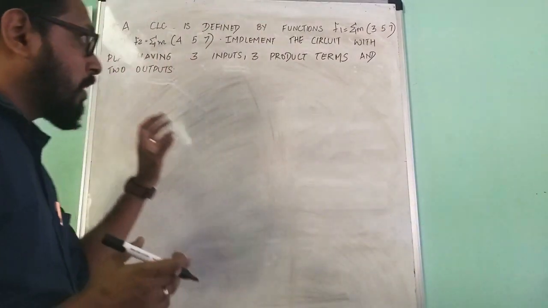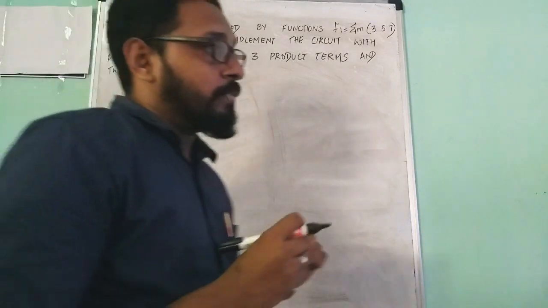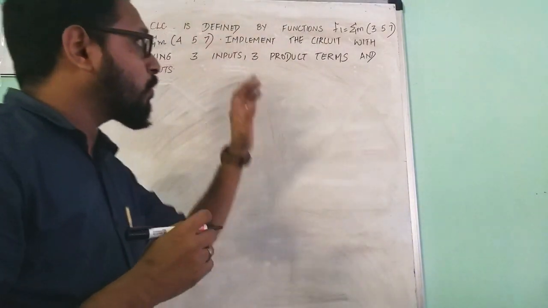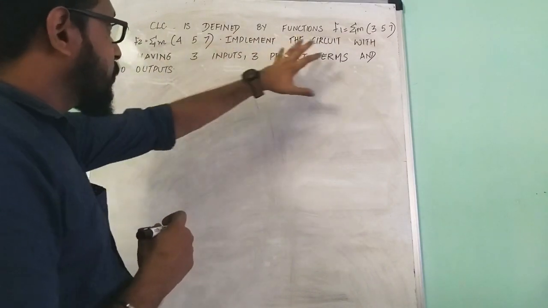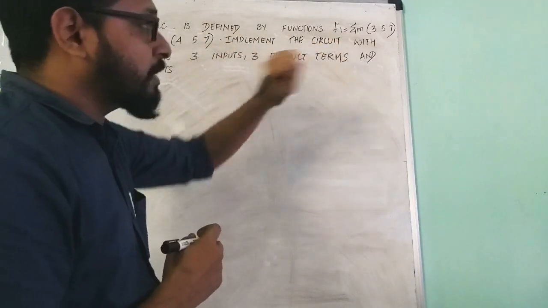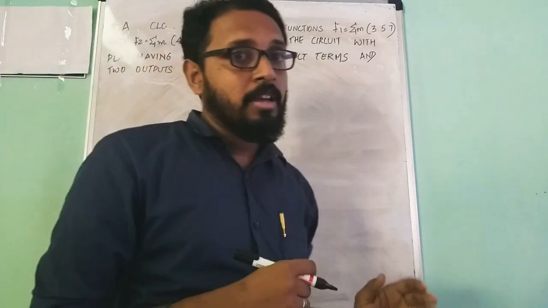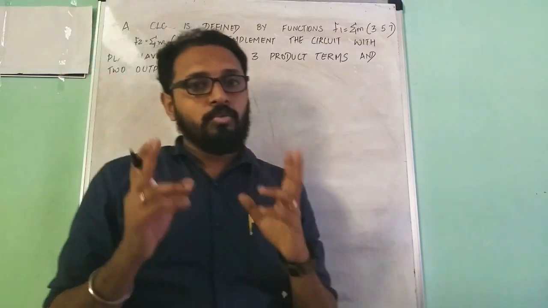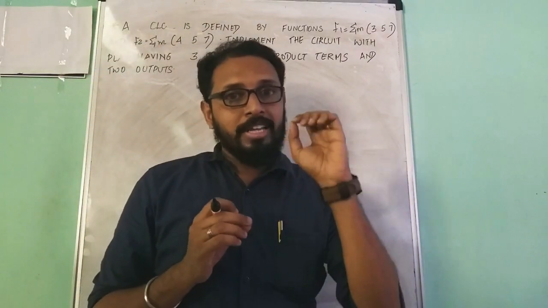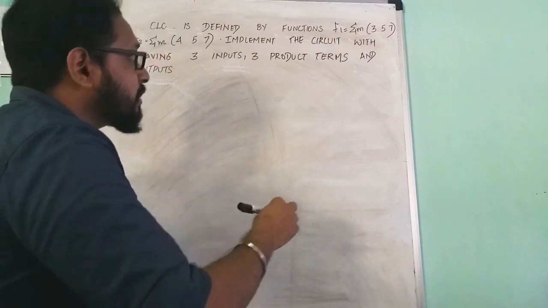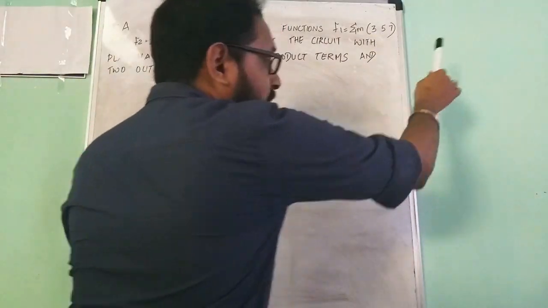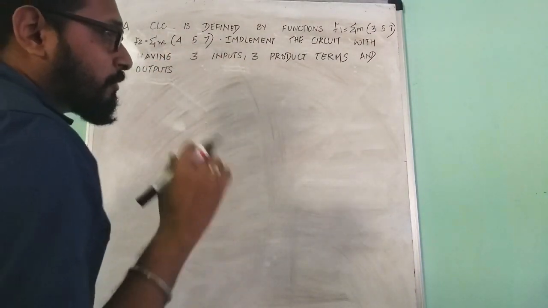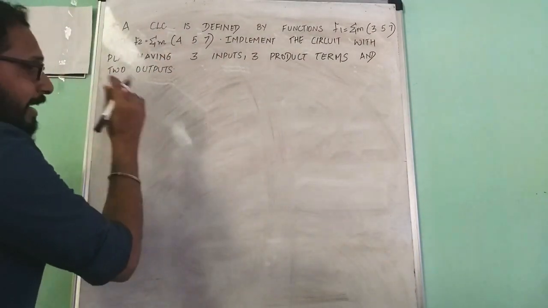So when we have such a question, the first thing we need to do, based on the given functions F1 equals sigma m(3, 5, 7) and F2 equals sigma m(4, 5, 7), is create a table. The first thing we need to do is go for a table.